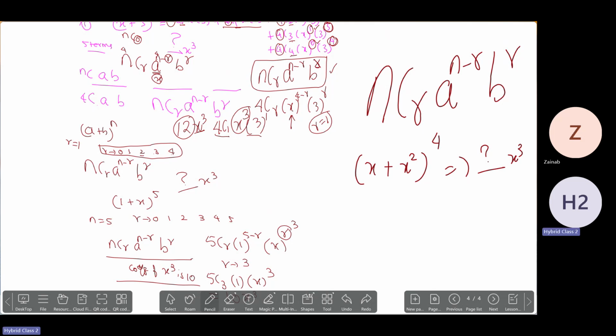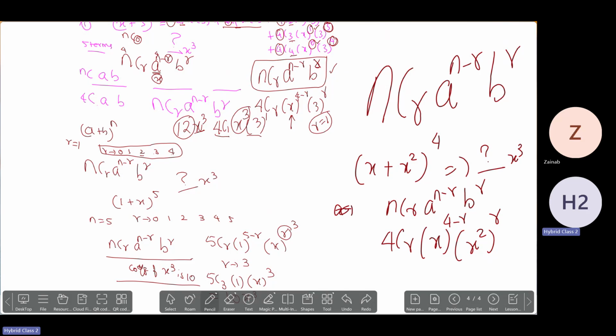This question which you are doing right now, either in the place of a or b only x comes, so we are just locating directly. But here, with power 4 there will be 5 terms, right? See, the nCr formula: nCr a to the power n minus r, b to the power r. So nCr is 4Cr. a is x to the power 4 minus r. b is (x square) to the power r.